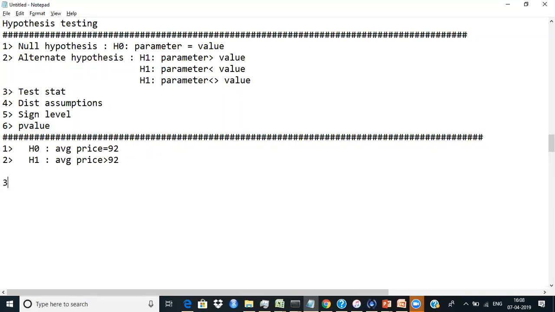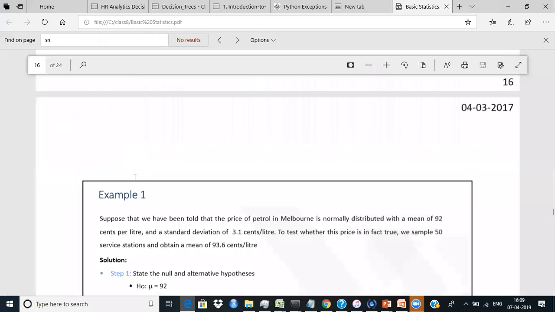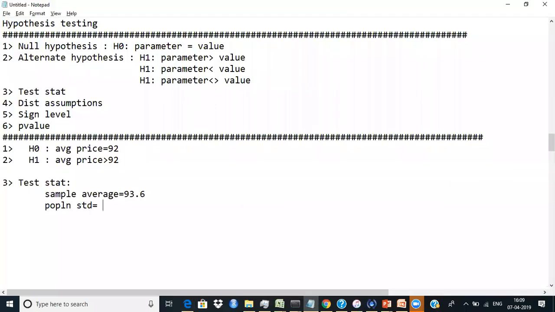Now comes the third component, which is the test statistic. Test statistic, I mean, it's a fancy name for a calculation. We'll calculate something on the sample and call that the test statistic. Now, on the sample, we know that the sample average is 93.6, and the population standard deviation is 3.1.